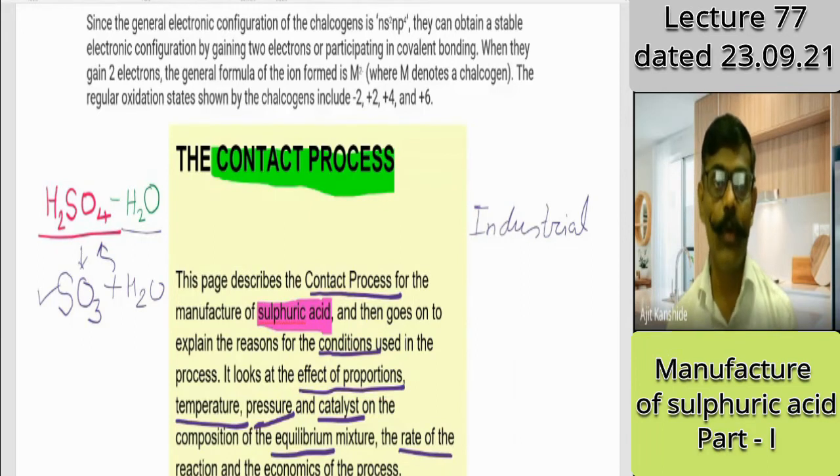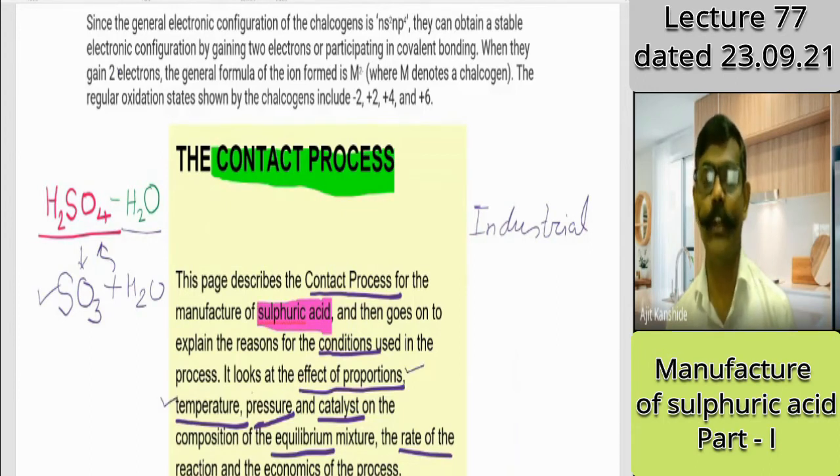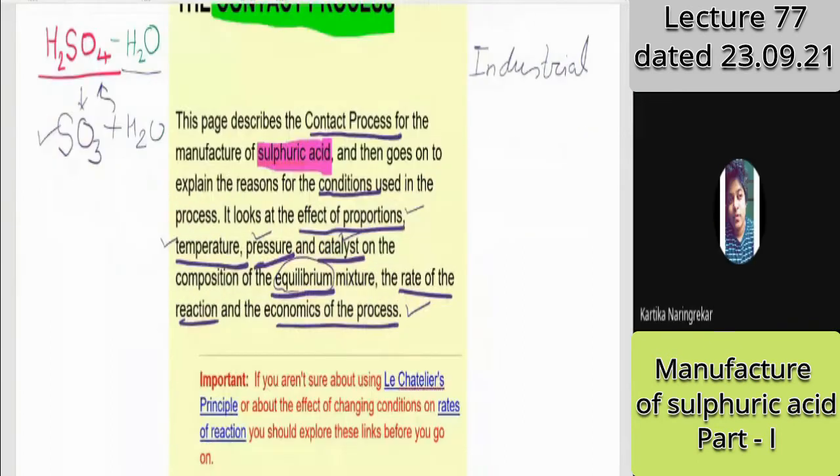So students, we are going to pay attention to the effect of proportions, effect of temperature, effect of pressure, role of catalyst, and the effect of all those on equilibrium. That will help us to understand the economics of the process that we are going to study. Yes, students, are you following what I'm saying? Yes, sir.